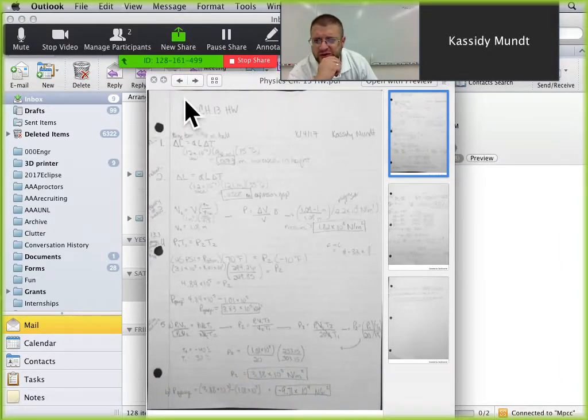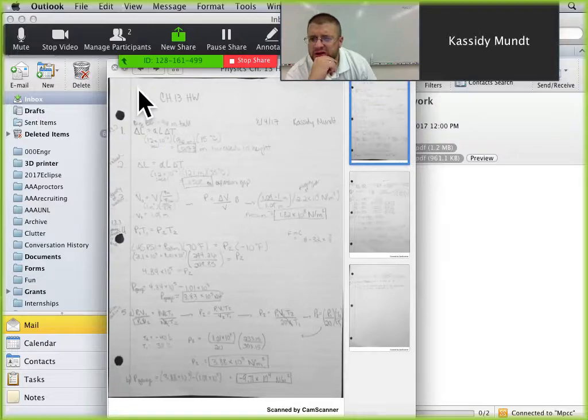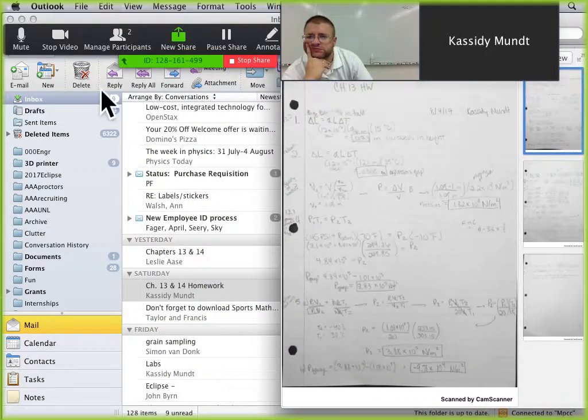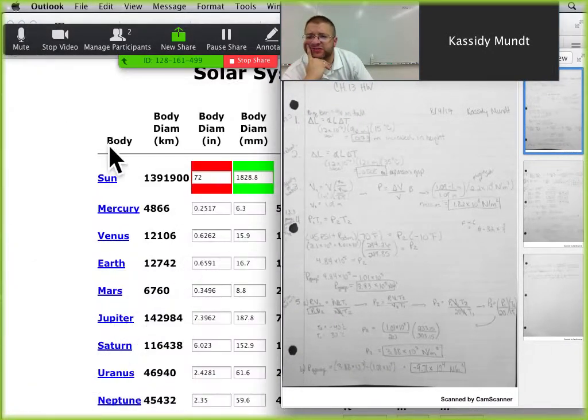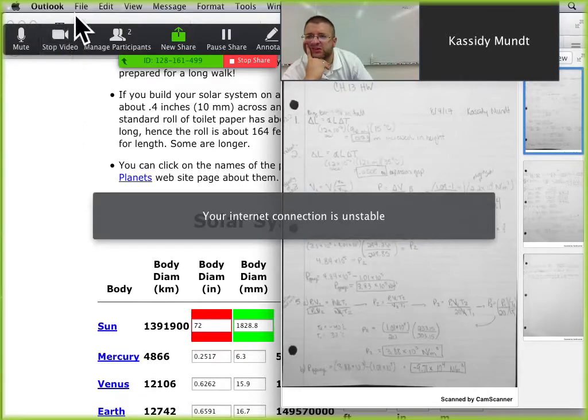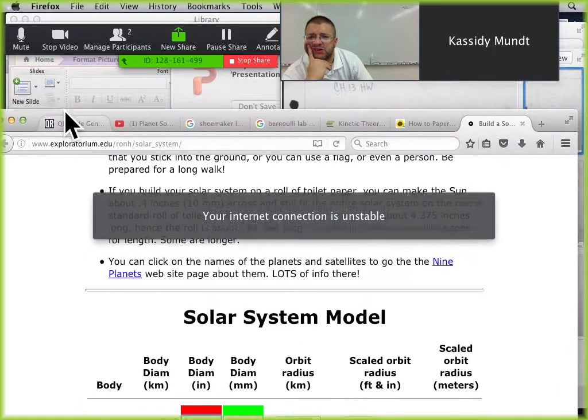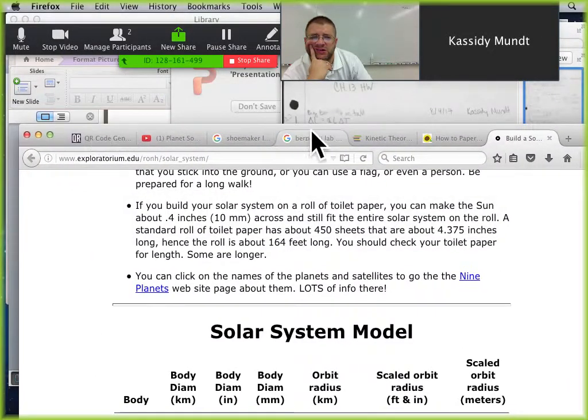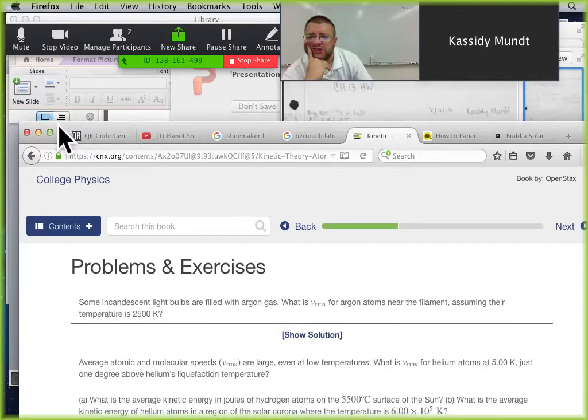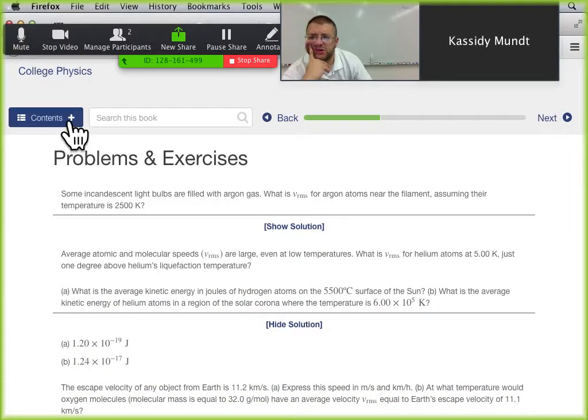For chapter 13, let's see, in section 13.2, let's see, I'm not figuring it out here really quick. There we go. 13.2.